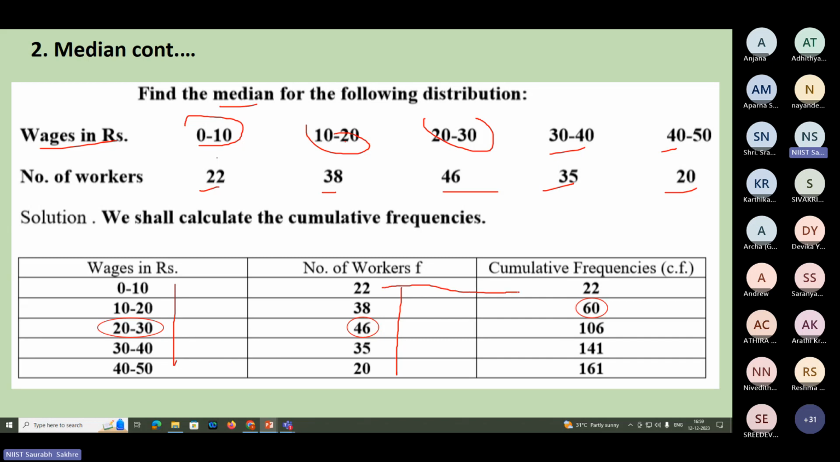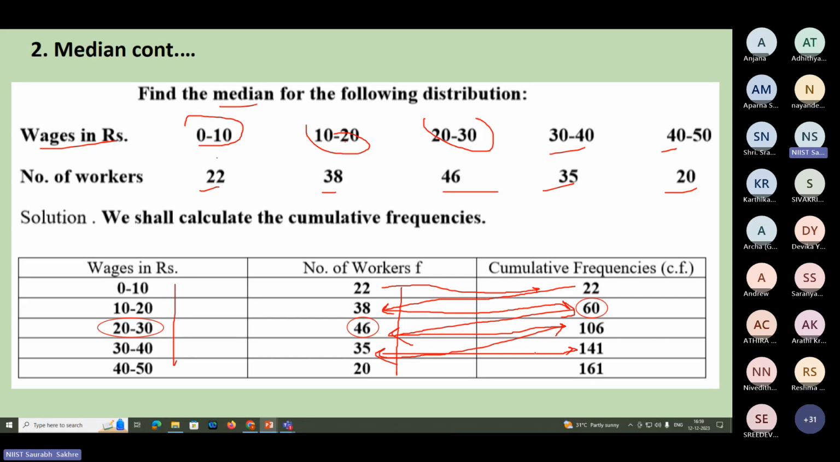So 22 is here. That is okay. Then the second time, I have to add 22 plus 38. You can see here. So 22 plus 38 is 60. Then I will add 60 and 46. So 60 and 46 will be 106. Then 106 plus 35 will be 141 and so on. So the total cumulative frequency is 161. It is just a sum of the previous frequency plus the present frequency. Okay, up to this point, I hope it is clear to you.